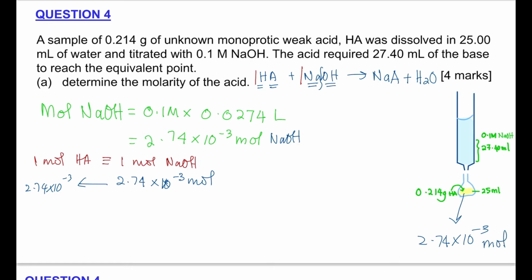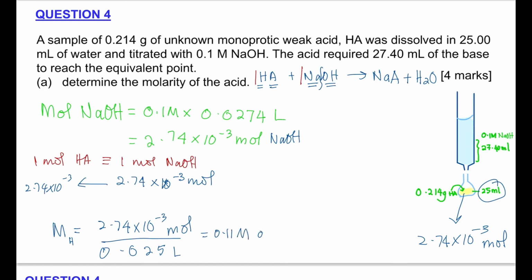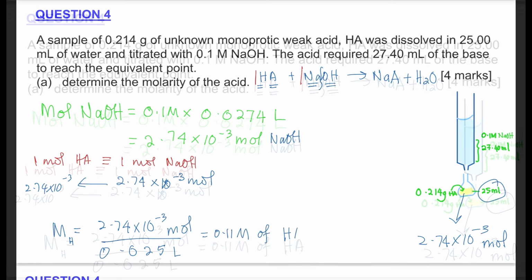Since we know the number of moles of acid and the volume is 25 ml, we can find the molarity of the acid. The number of moles, 2.74 × 10^-3 mole, over the volume, 25 ml converted to liter, 0.025, gives a concentration of 0.11 molar of weak acid.